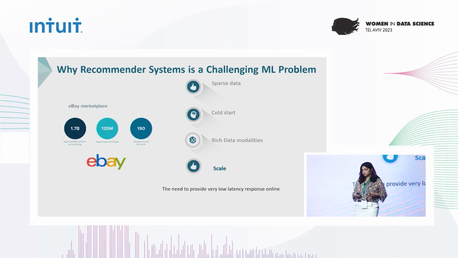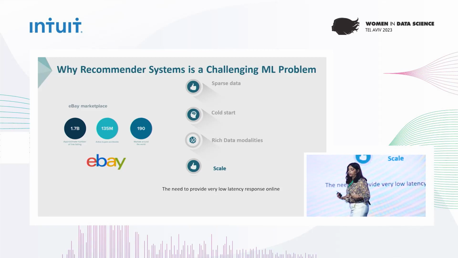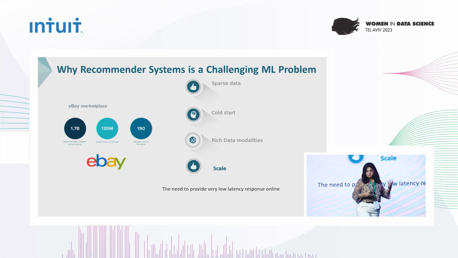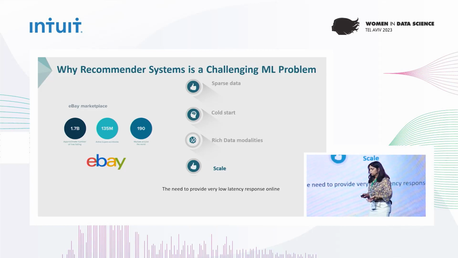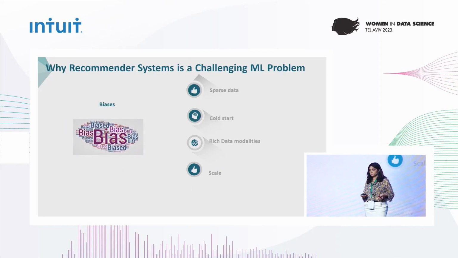And of course, there is a scale problem, like what we have at eBay. Many domains in recommender systems are a big data problem, but there is also a need to provide very low latency responses online, which is even more challenging. And then there is the issue of biases. I'll talk more about biases later in this talk.